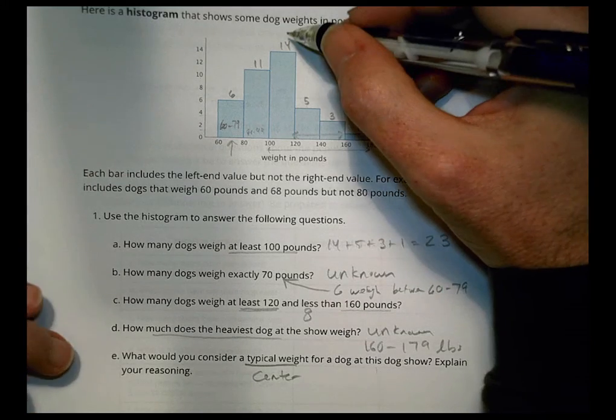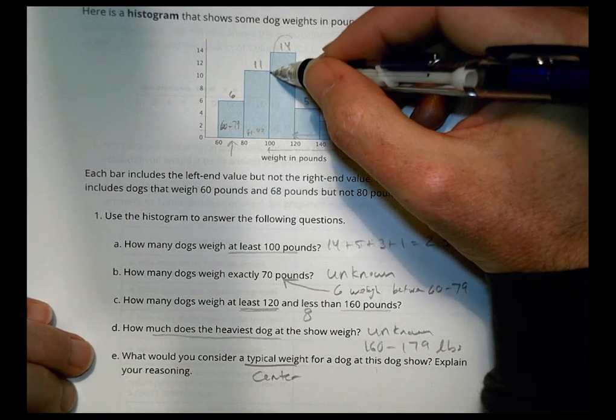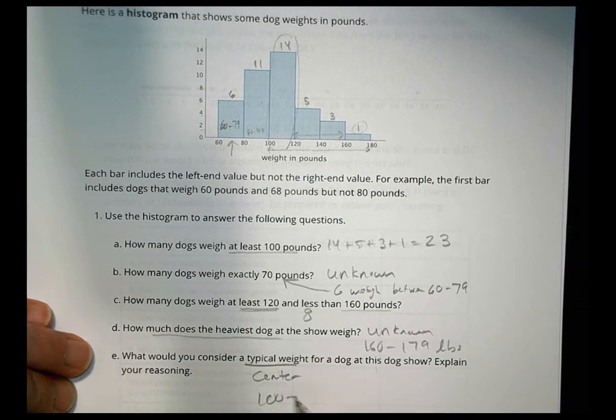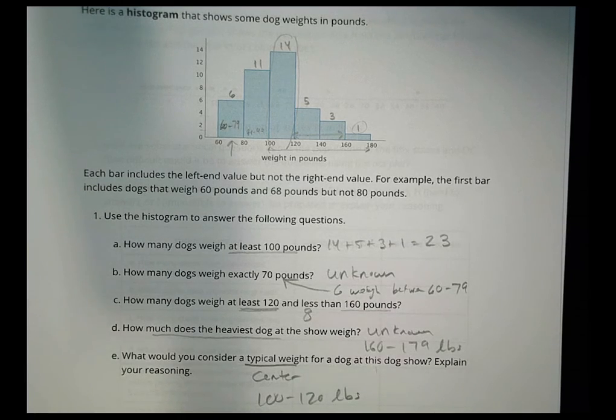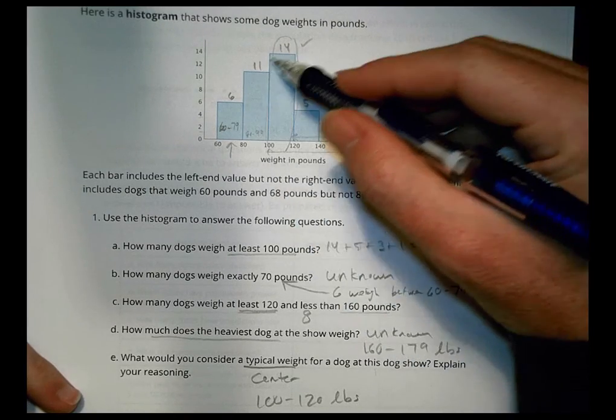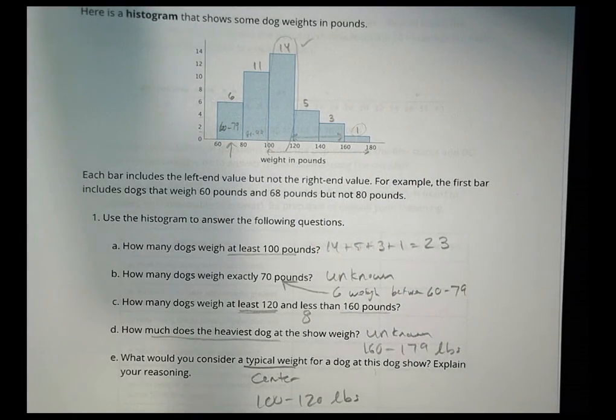So I would say a typical weight does seem to be in this range right here, between 100 and 120 pounds. Seems to be a typical weight for most of the dogs. First, it's the most frequent with 14, and second, it just seems to be in the middle of the whole group. So that would probably be a good guess for what those weights are typically.